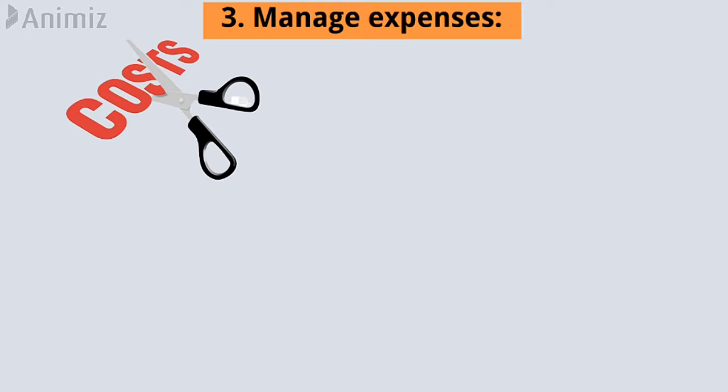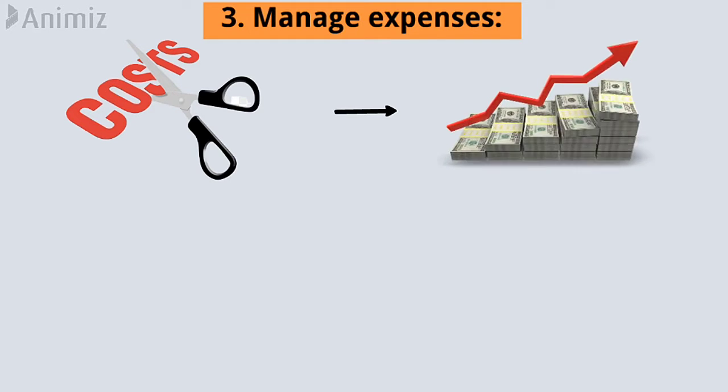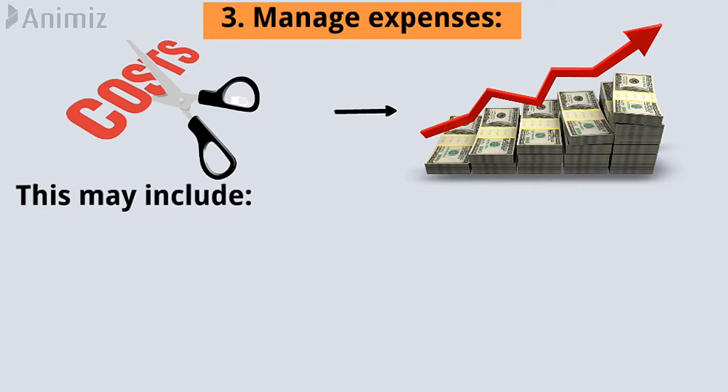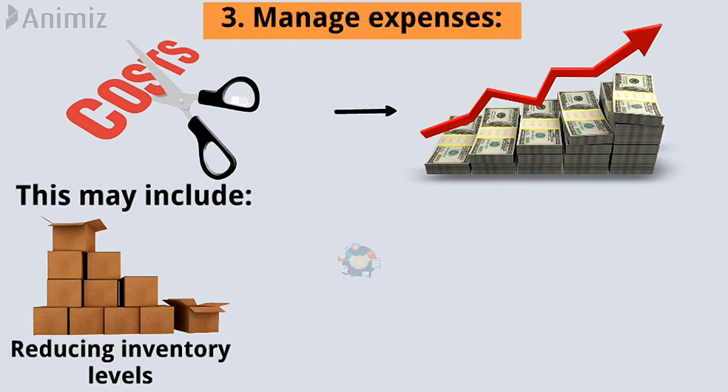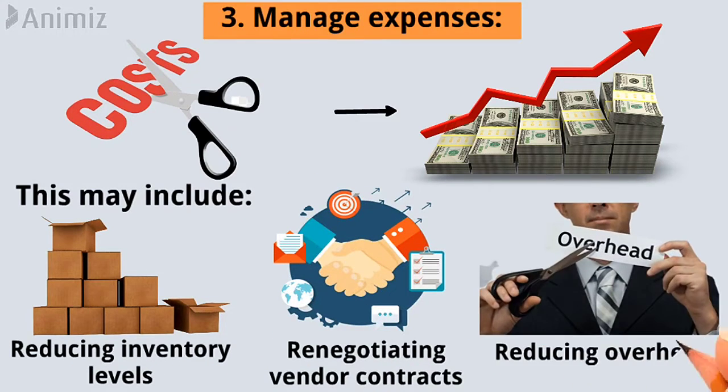Number 3. Manage expenses. Reviewing and cutting back on unnecessary expenses can help free up cash and improve cash flow. This may include reducing inventory levels, renegotiating vendor contracts, and reducing overhead costs.